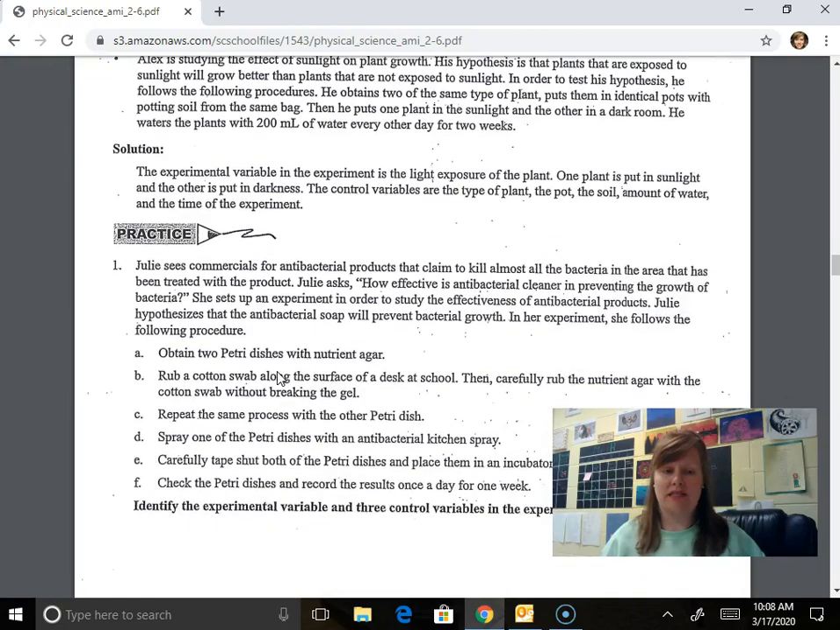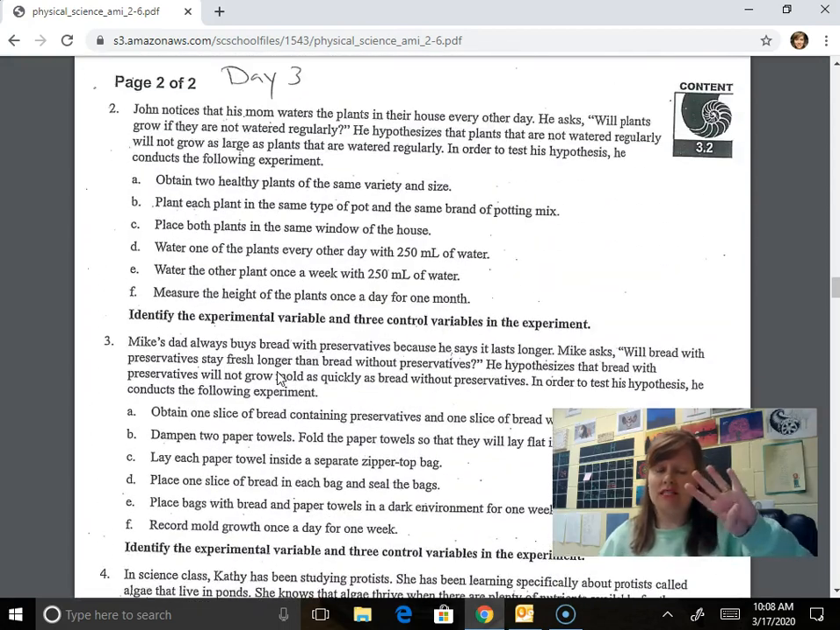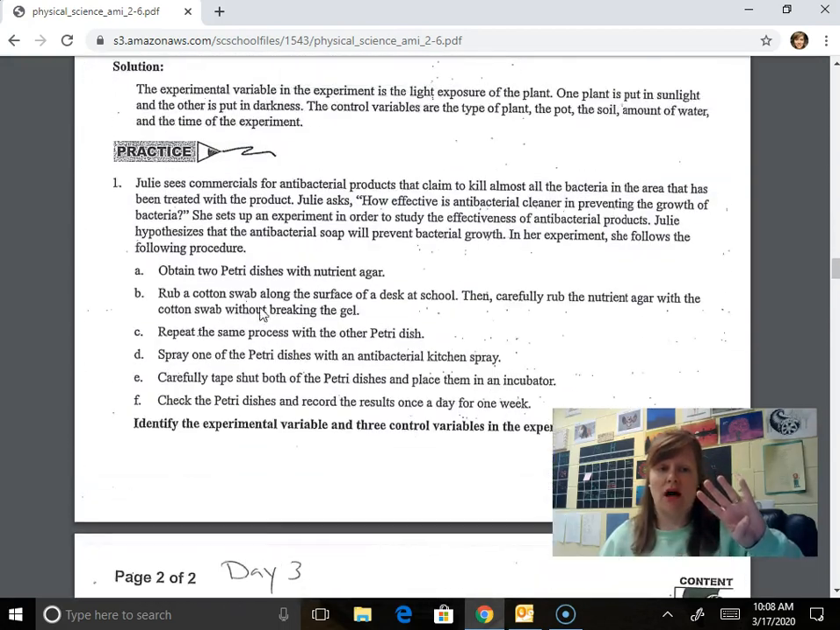So then for practice, you are to complete it's just 4 examples. I know it looks like a lot, but this gives you the background information, and then this tells you the procedures. So once you read through the procedures, you read the background information, you then tell yourself what is being changed. What is the scientist changing? And then what stays the same? So let's do number 1 together.